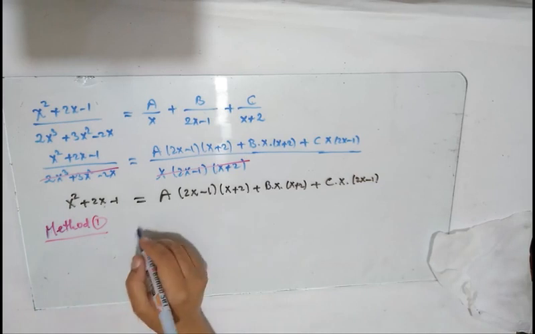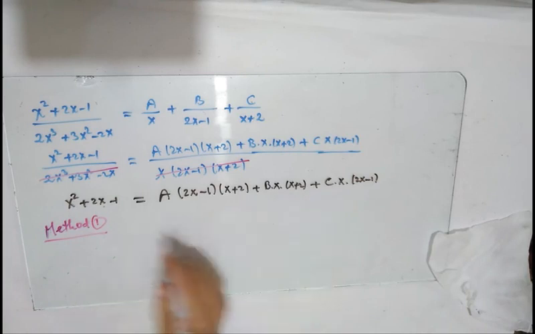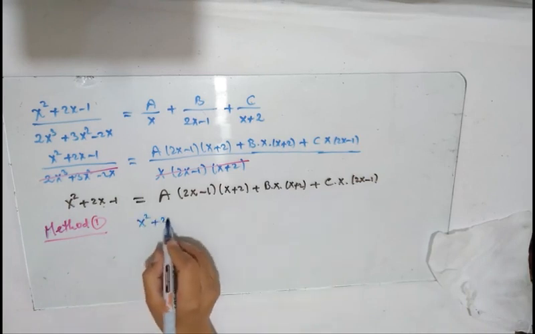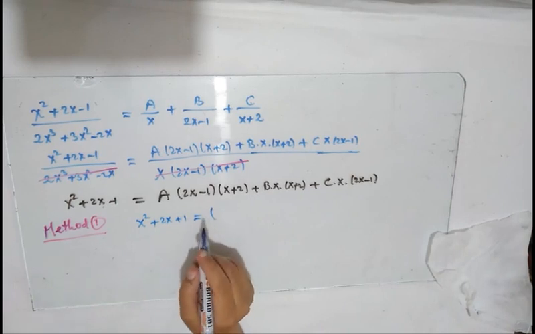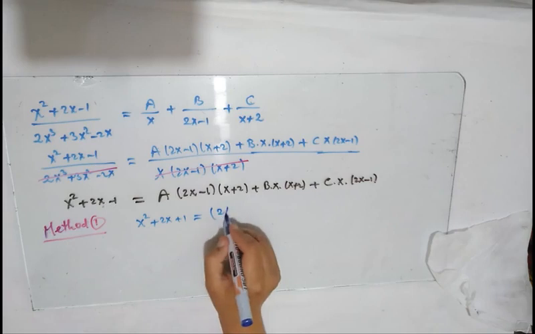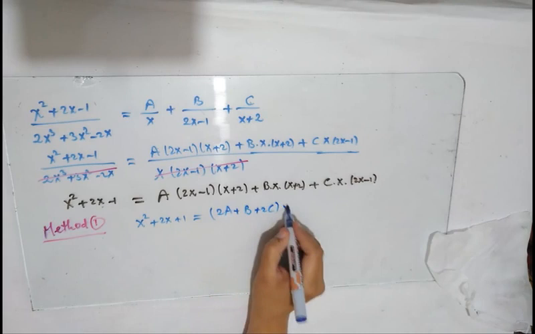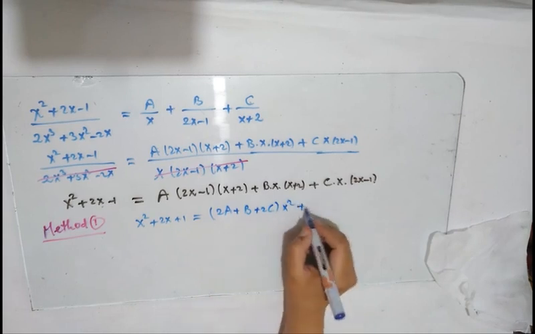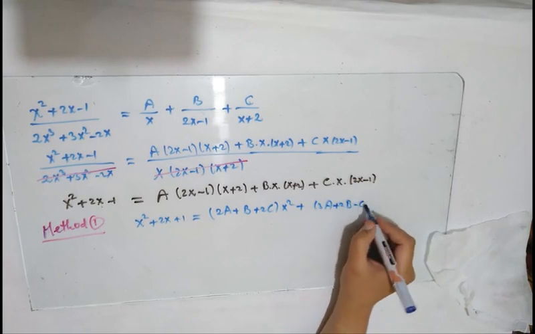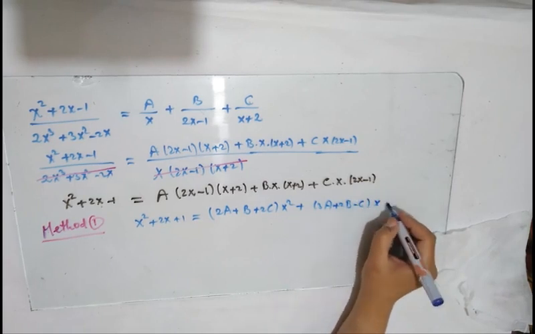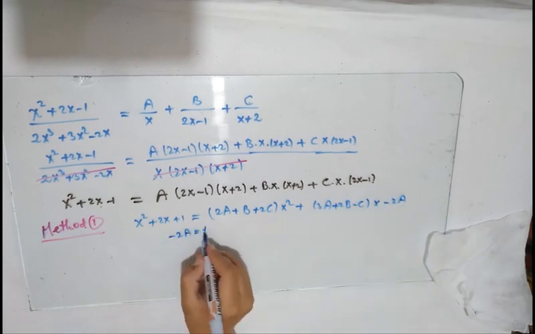So we can collect the coefficient of x squared and x and the free term on the right hand side. So you will have x squared plus 2x minus 1, which equals 2a plus b plus 2c times x squared plus 3a plus 2b minus c times x minus 2a. And by comparing the coefficients, we will have minus 2a equals 1.